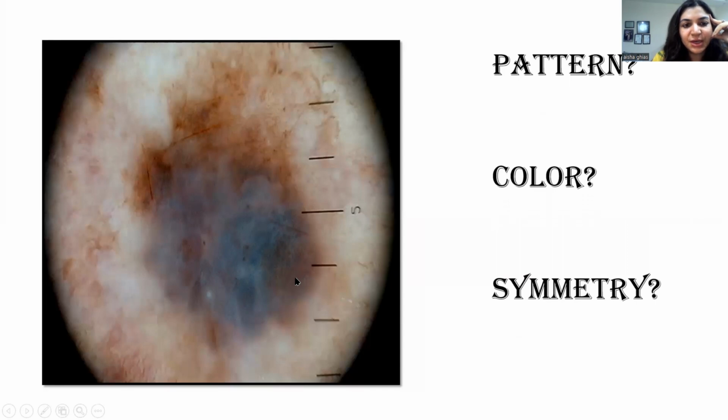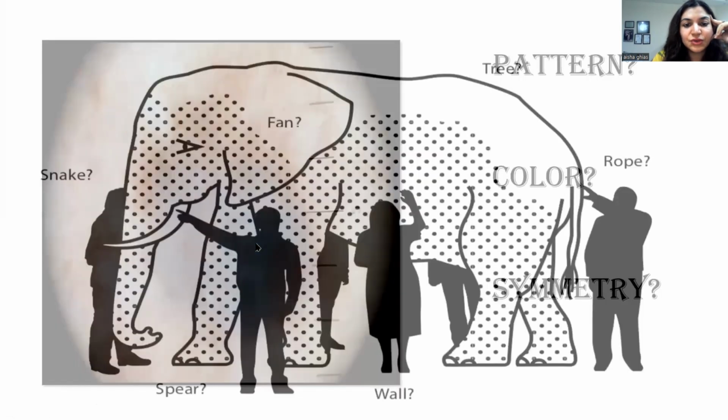Okay, after that we go to the colors. Color is brown and blue and red and obviously pale or whitish over here, scar-like hypopigmentation. Is it symmetrical? No, it really is not symmetrical. So in my opinion, the lesion needs to be biopsied. There are so many colors, there are so many patterns.